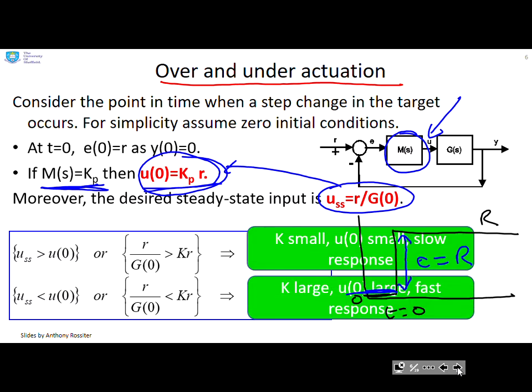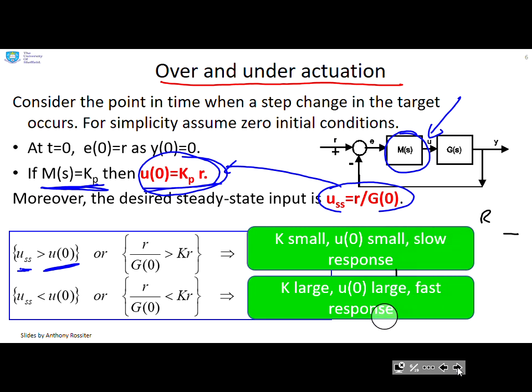So what can you see here? If the steady state is bigger than the transient input, essentially what that means is that Kp is small. U of 0 is small, and so you're going to have a slow response. But if the steady state is smaller than U of 0, that's telling you that Kp is large, U of 0 is large, and you're going to have a fast transient response.